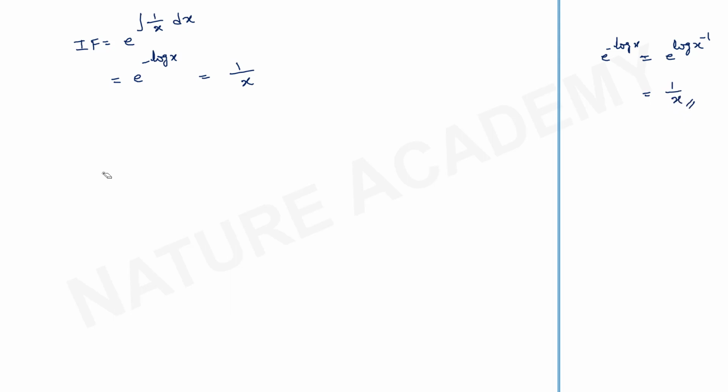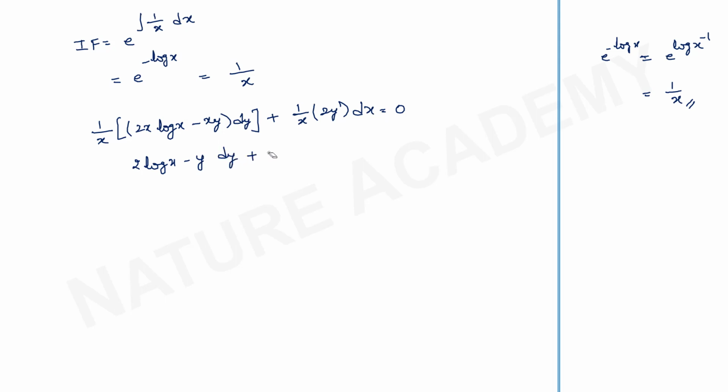Now multiply this integrating factor, that is 1 by x, to the given equation. 1 by x into 2x log x minus xy into dy plus 1 upon x into 2y into dx is equal to 0. You have 2 log x minus y into dy plus 2y upon x into dx is equal to 0. Now this is n and this is m. Now find the general solution.